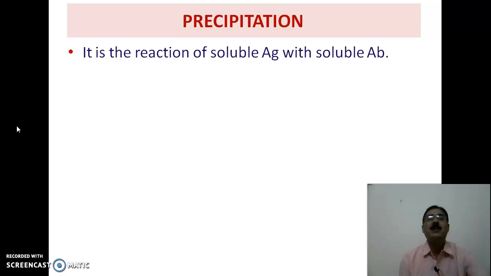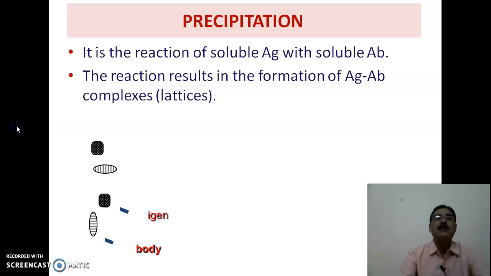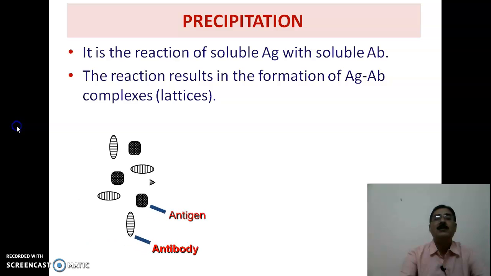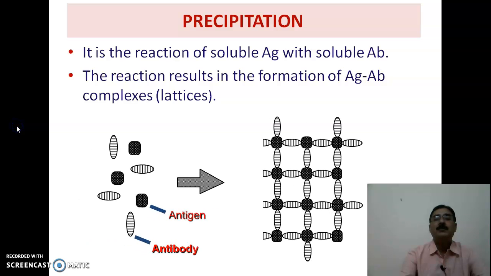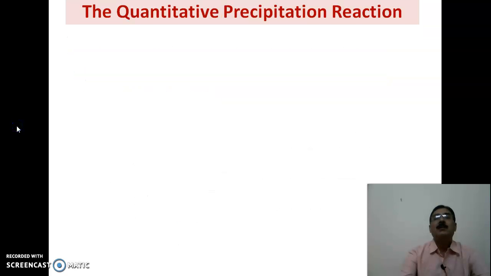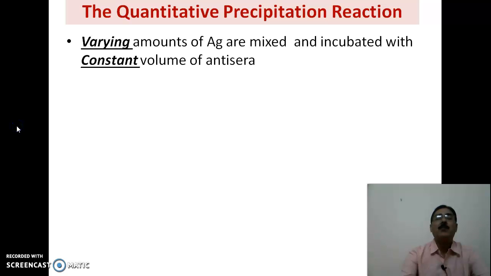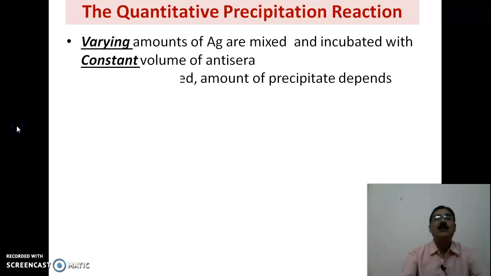First, precipitation. It is the reaction of soluble antigen with soluble antibody. The reaction results in the formation of antigen antibody complexes, as you can see here. There is formation of complexes. Now the quantitative precipitation reaction: varying amounts of antigen are mixed and incubated with a constant volume of the antisera.